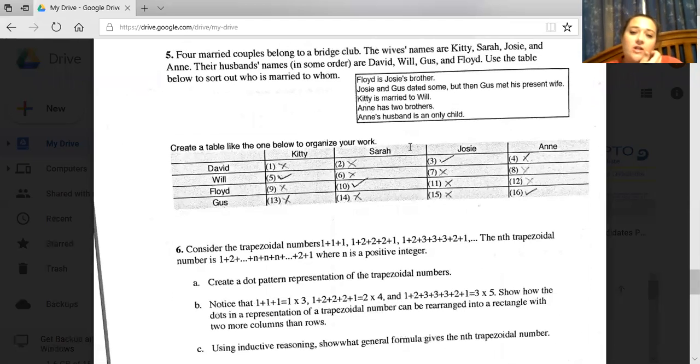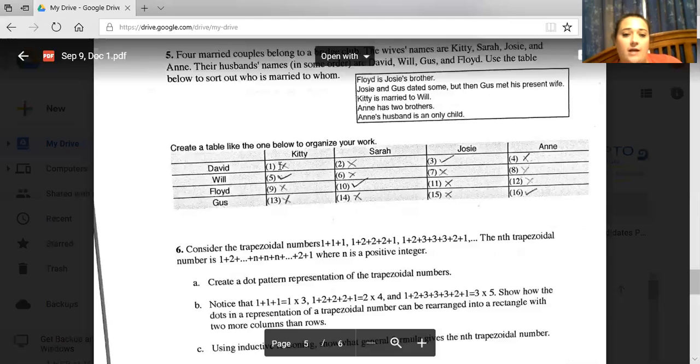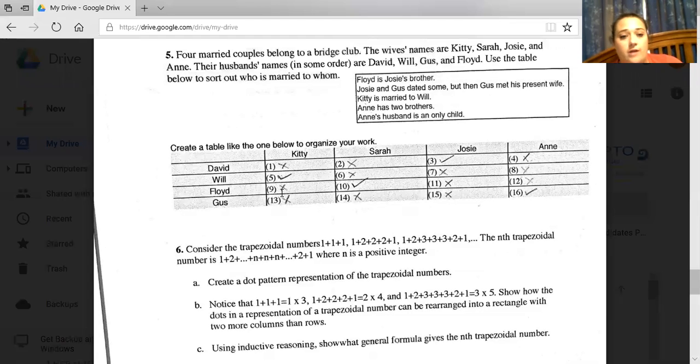Okay, and then on question 4, what I did here was basically just went through and I put an X by everything I knew that this person could not be. So to begin with, Floyd is Josie's brother. So Floyd can't be Josie's husband. So I went down and put an X beside Josie and by Floyd for Josie's husband.